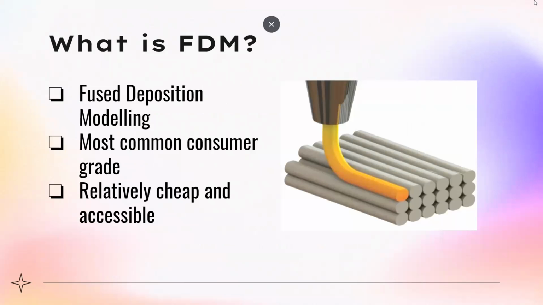And then what is FDM? FDM means fused deposition modeling. It's the most common consumer grade 3D printer. Most likely you will be using FDM on a lot of occasions, and they're relatively cheap and accessible. I think there are a few FDMs that cost like $100 on Amazon, and you can just get one and print something at home.